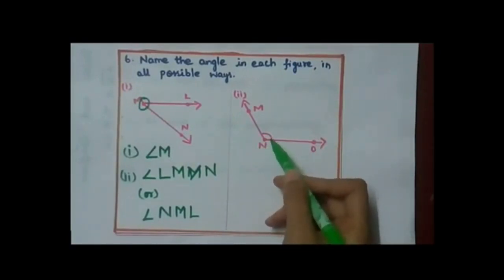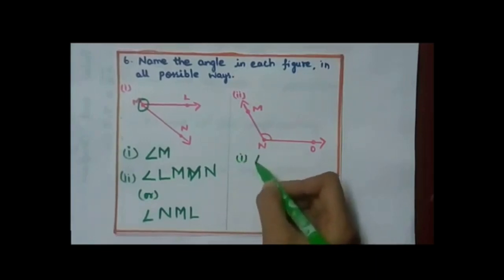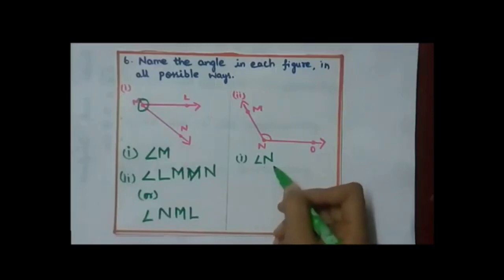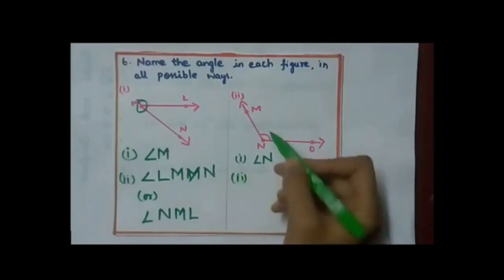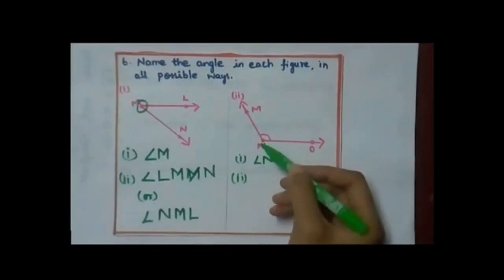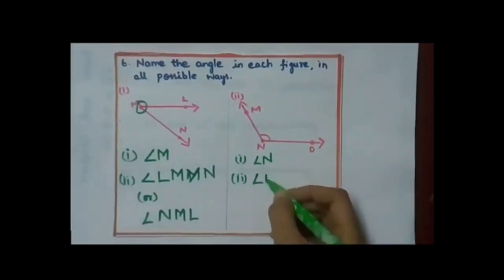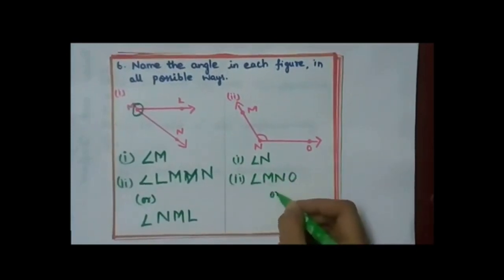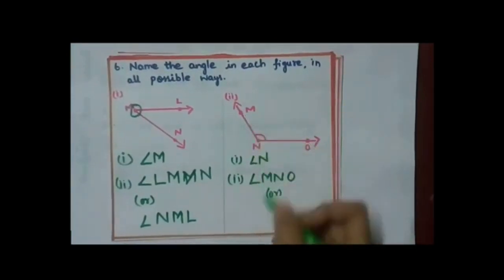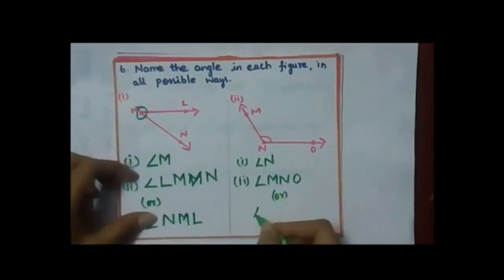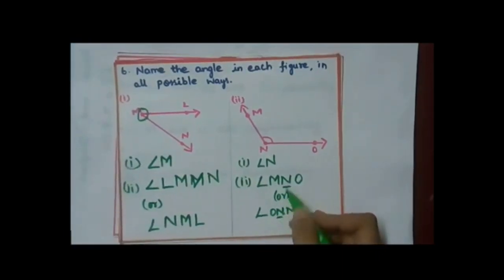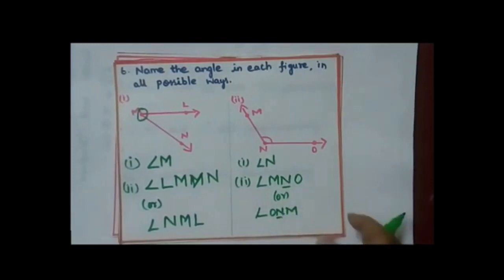Here which one is the vertex? N. So either you can write N. Using the vertex we can name them. So I am writing angle N. Or the next way using rays. So M, N, O. Angle M, N, O or O, N, M. Angle O, N, M. The vertex must be in the middle. So I am writing N in the middle. Is it clear? Okay, next problem.